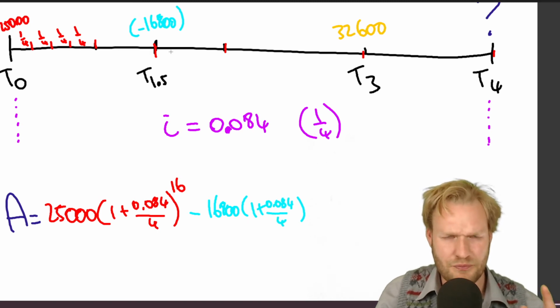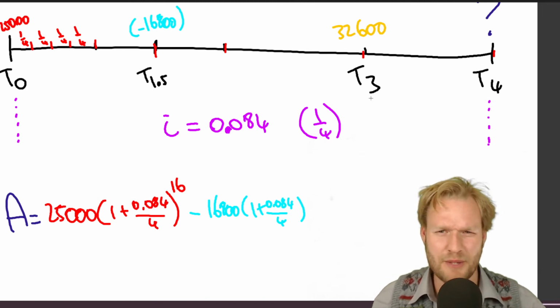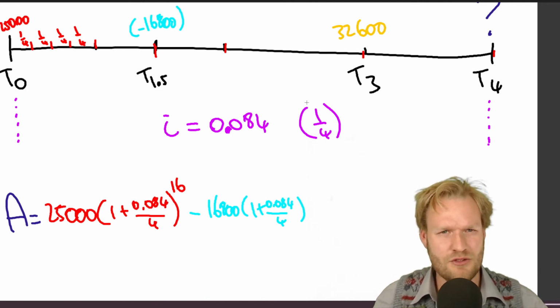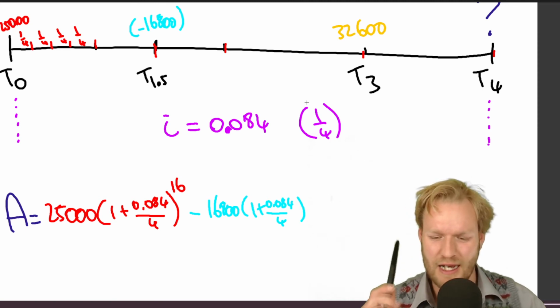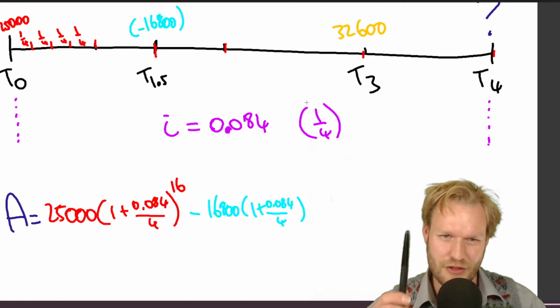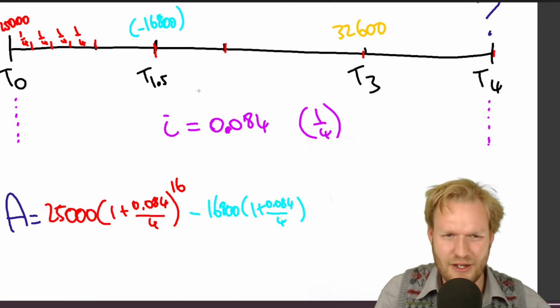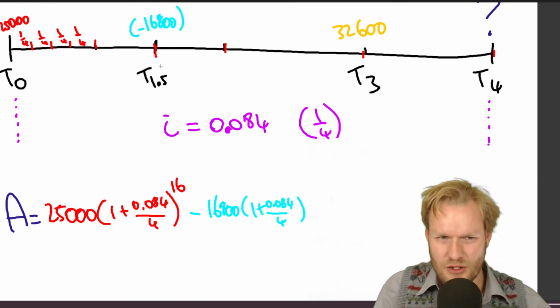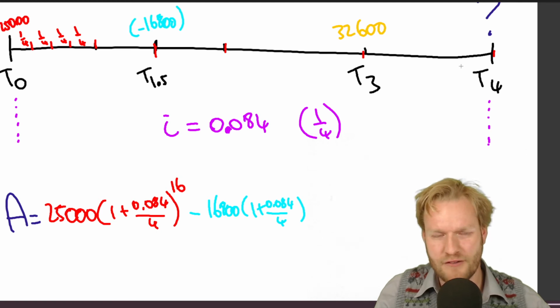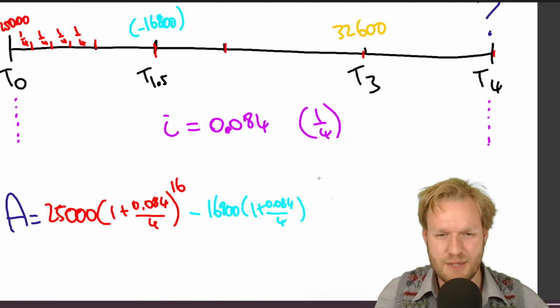Okay, but now this is from 1.5 to 4. So how many compounding periods is that? And this would be as or more interesting. How many compounding periods and how do you work that out? Well, from 1.5 to 4, that's what? 2.5 years. So 2.5 times 4 gives me 10, I think.